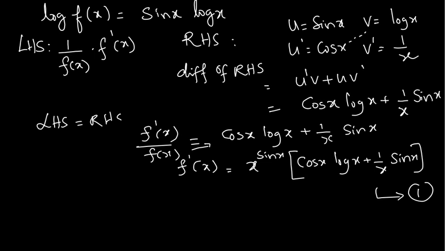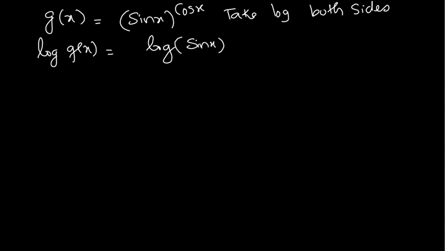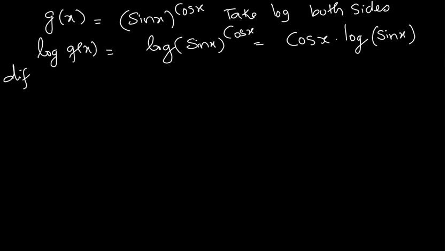Okay. So now we have to go for g of x and g dash x. So g of x equals sine x to the power of cos x. So take log both sides. You will get log g of x equal to log sine x to the power of cos x. That's equal to cos x into log sine x. We just used a logarithm property. Now we differentiate LHS and differentiate RHS here.